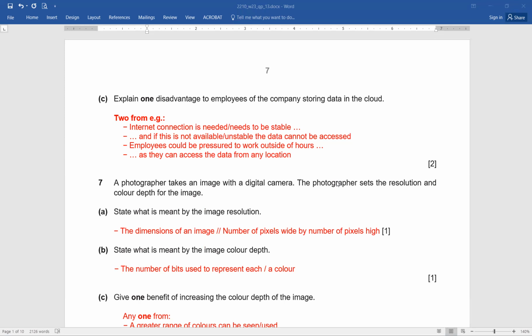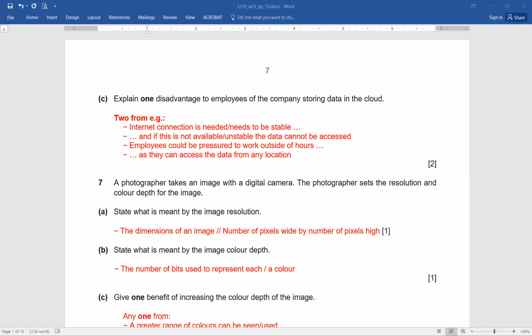A photographer takes an image with a digital camera. The photographer sets the resolution and color depth for the image. State what is meant by the image resolution. See, it's a 1 mark question. The dimensions of an image, or the number of pixels wide by number of pixels high. A student can answer any and will be able to score 1 out of 1 because he has mentioned the definition of image resolution accurately, with the dimensions of an image or the number of pixels wide by the number of pixels high.